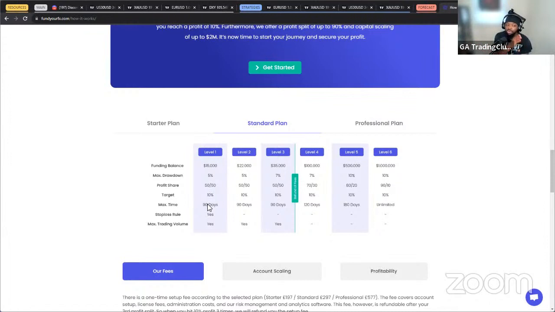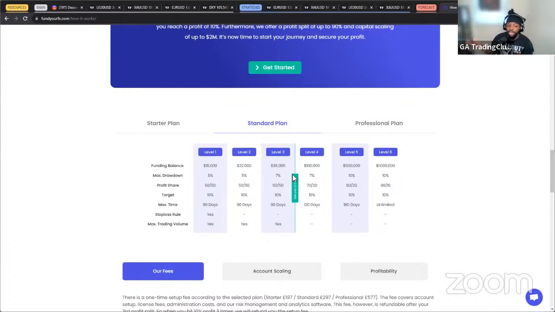The first one I traded, the 15K, even in the 90 days, I wasn't at 10% profit, but I was at like 6%, so they didn't close the account. But anyway, right now, I think they just haven't updated their website. They don't have a max time limit, and the max drawdown is 10%. So you can see here after level 3, I'll get my refund. I think I paid $300 for the standard plan.